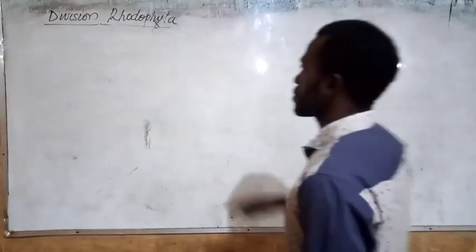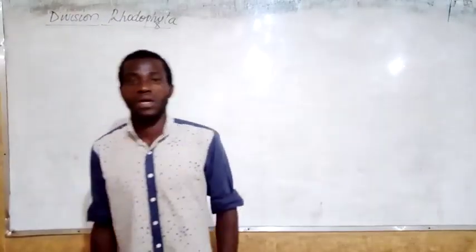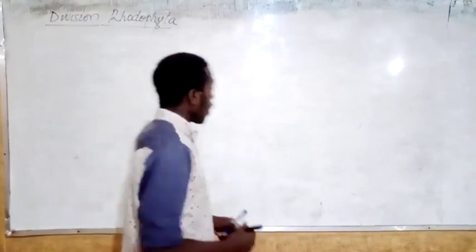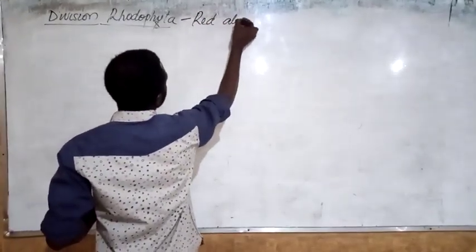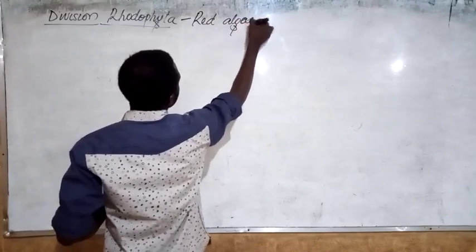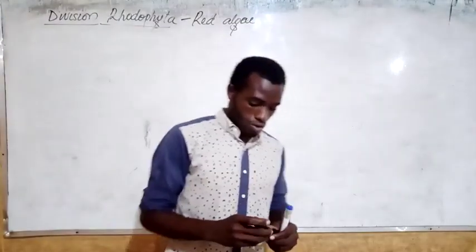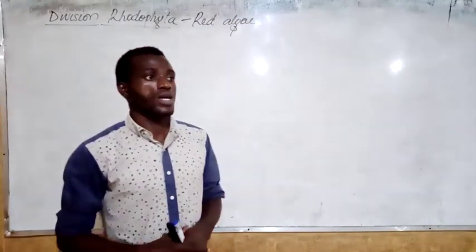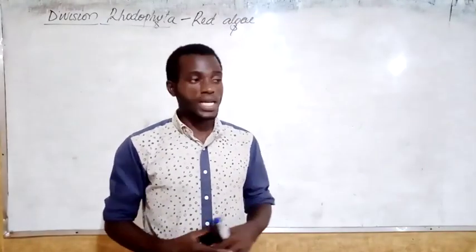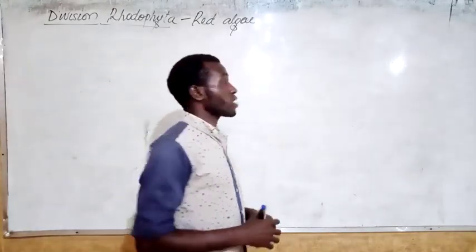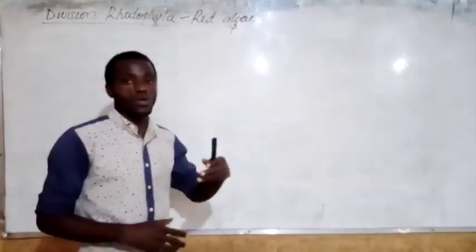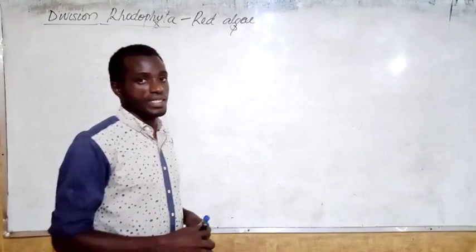Let us discuss division Rhodophyta. The Rhodophyta are generally called red algae. The red algae are groups of algae that are typically marine, and of course, majorly marine, and they are called red algae because of the color that they mostly possess.